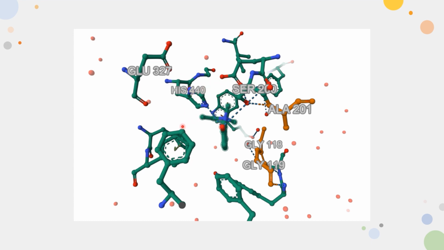In step 1, histidine acts as a general base to deprotonate serine, to allow serine to nucleophilically attack the acyl carbon of acetylcholine. Once the tetrahedral intermediate is made, the glycines here and alanines stabilize the intermediate.